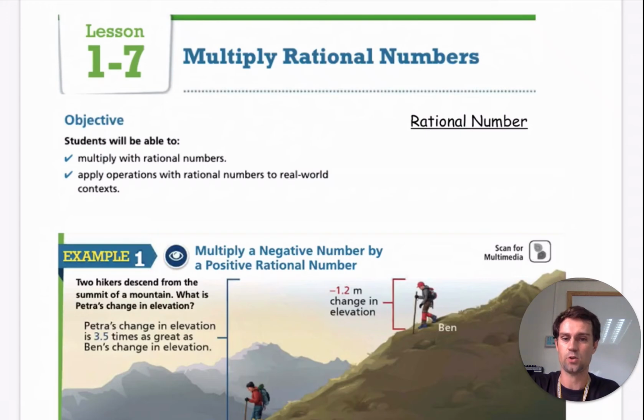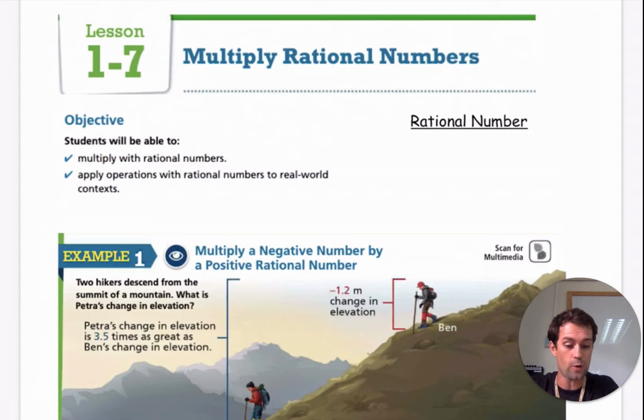All right, hi class. So today we're going to be looking at how to multiply rational numbers. We're going to be able to multiply rational numbers, and apply operations with rational numbers to real-world context. So the question is, what is a rational number?